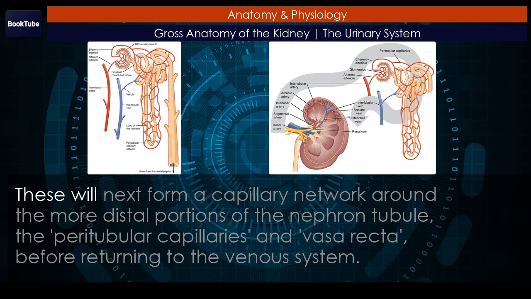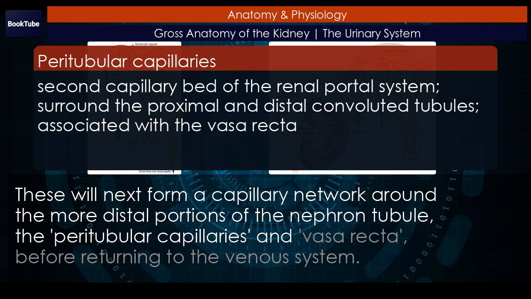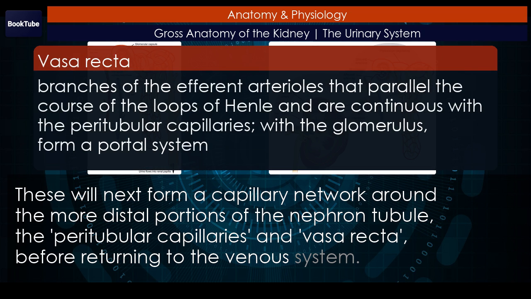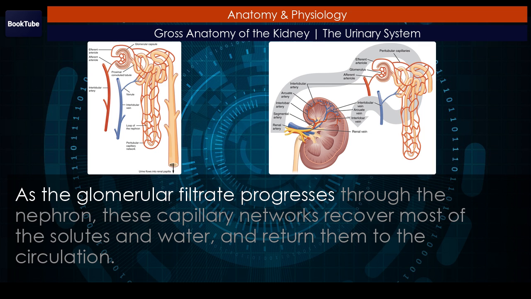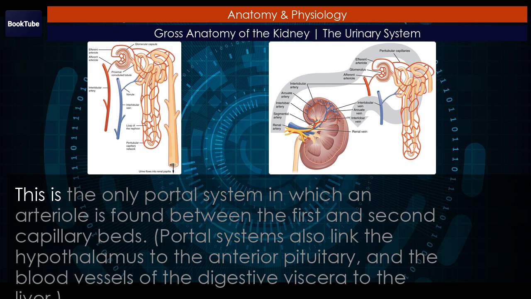Figure 4. These will next form a capillary network around the more distal portions of the nephron tubule, the peritubular capillaries, and vasa recta, before returning to the venous system. As the glomerular filtrate progresses through the nephron, these capillary networks recover most of the solutes and water, and return them to the circulation. Since a capillary bed, the glomerulus, drains into a vessel that in turn forms a second capillary bed, the definition of a portal system is met. This is the only portal system in which an arteriole is found between the first and second capillary beds.